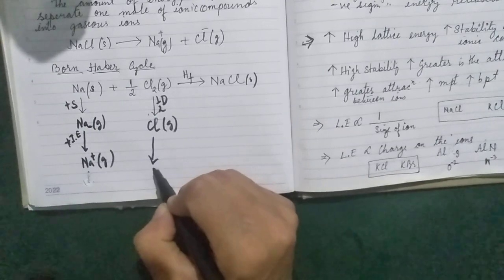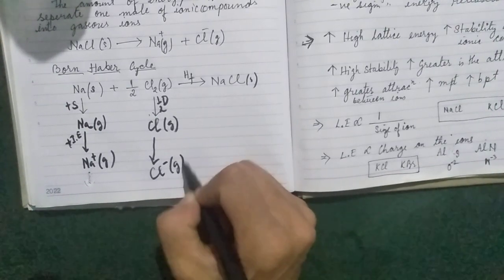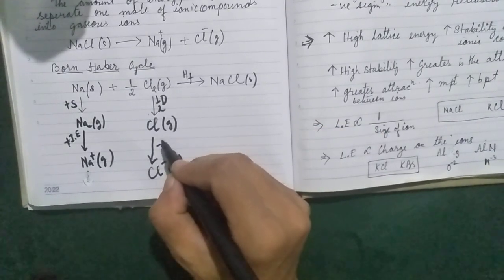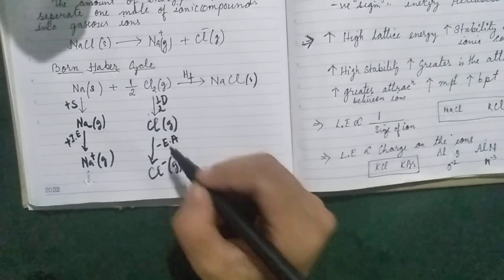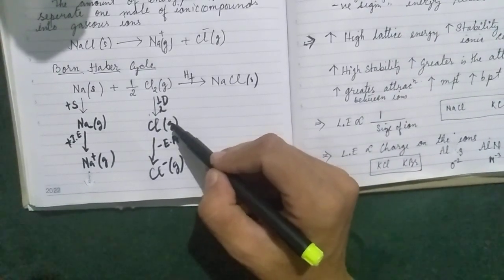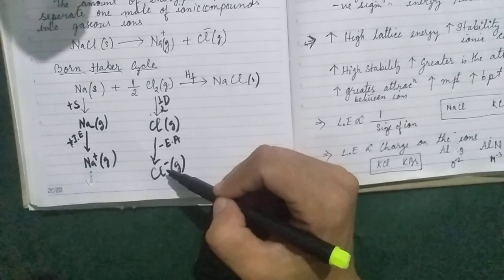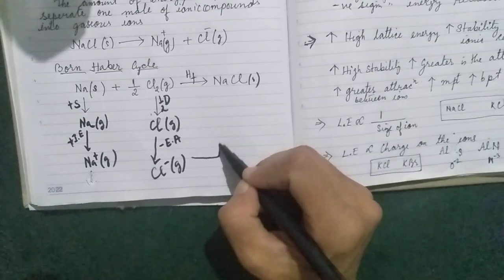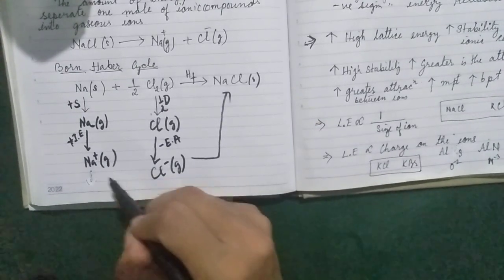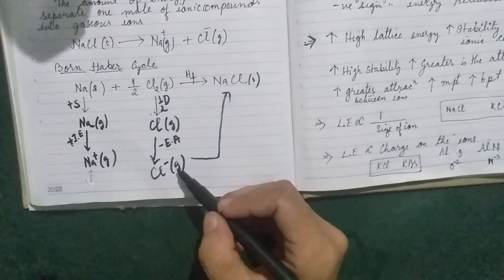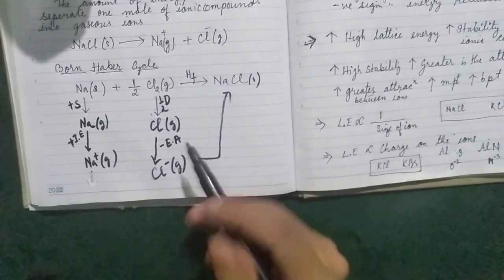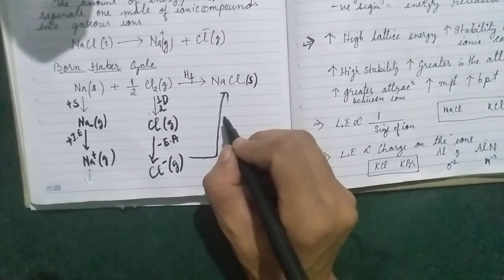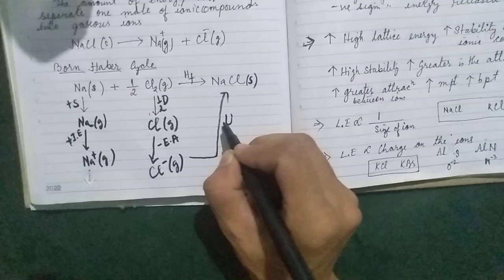Next, this Cl will change into Cl minus of the gaseous state by releasing some energy, and it is called electron affinity. While converting from Cl to Cl minus, some amount of energy will be released, and that is called your electron affinity. At last it will form Na plus in the gaseous state and Cl minus in the gaseous state. The plus ion and minus ion will now convert into NaCl solid, and some amount of lattice energy will be released, and it is minus U.